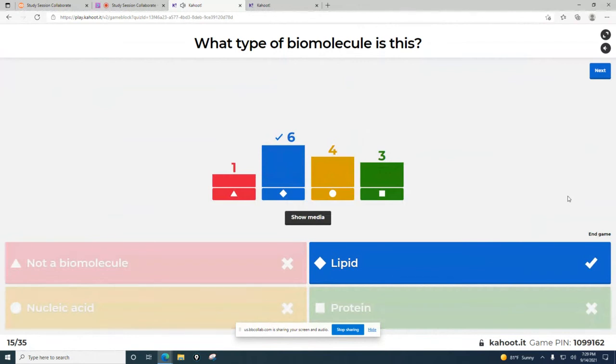Okay, so we're split. Usually when you're given a question and asked what type this is, "not" or "none of the above" is usually not the right answer. That's true for all classes that I've been in, just FYI. Okay, so lipid was the correct answer.